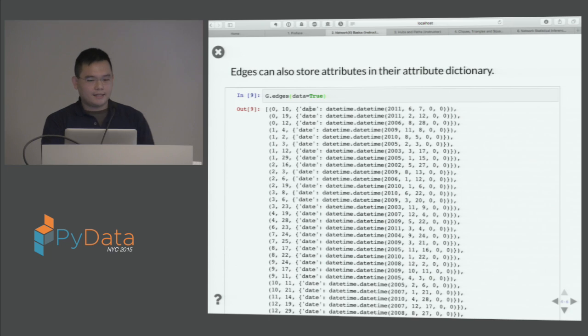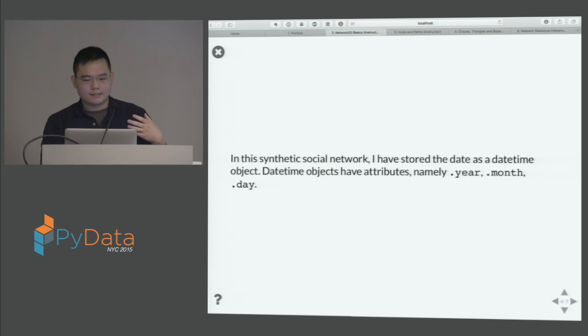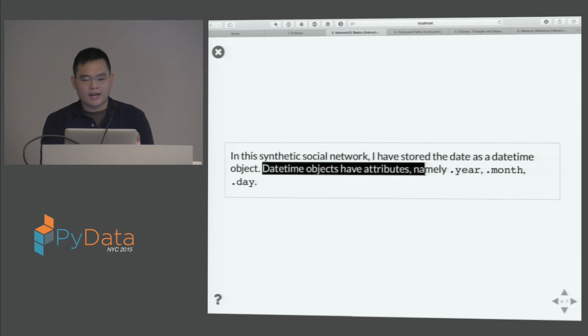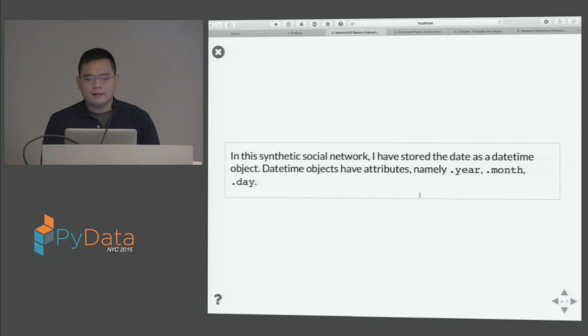There's a date that stores a datetime object, which stores on which date these friendships or relationships were forged. Just so that you know, datetime objects have attributes as well, and you can access their year, month, and day. It's just a little tidbit of information.